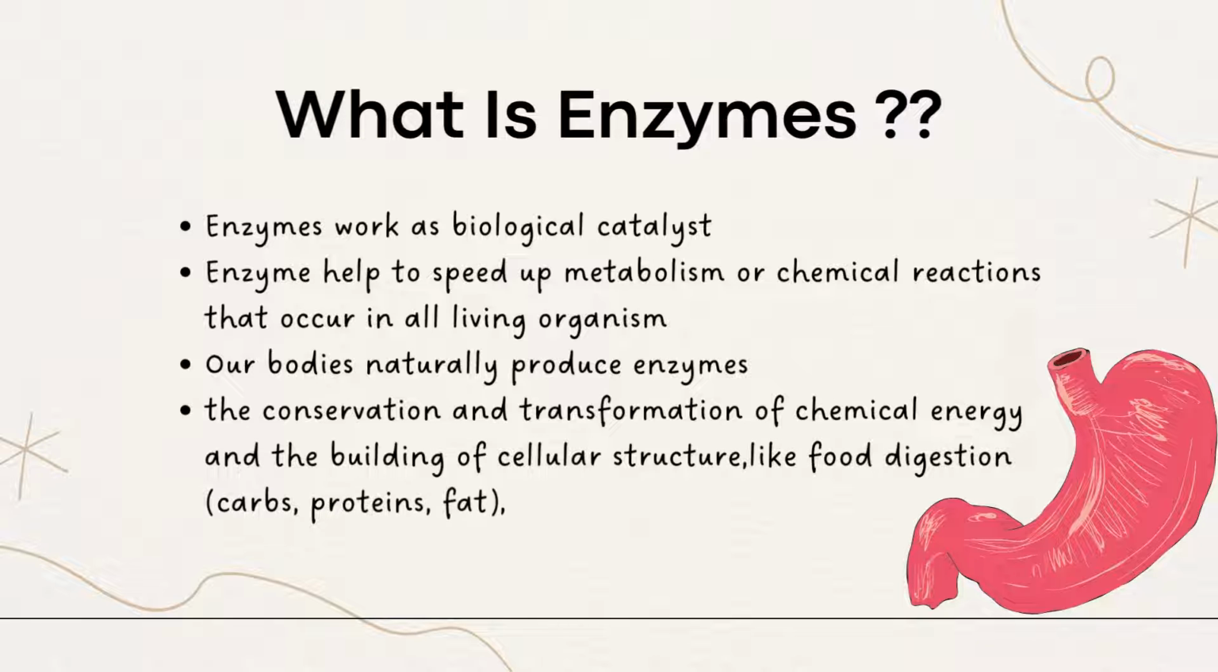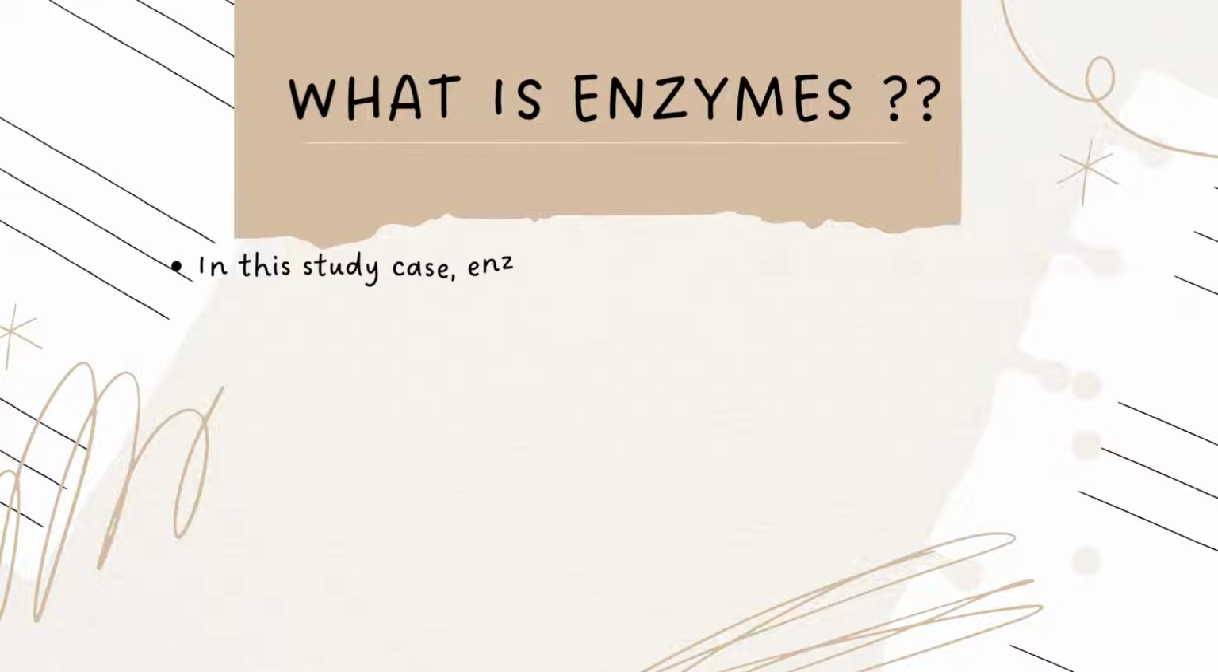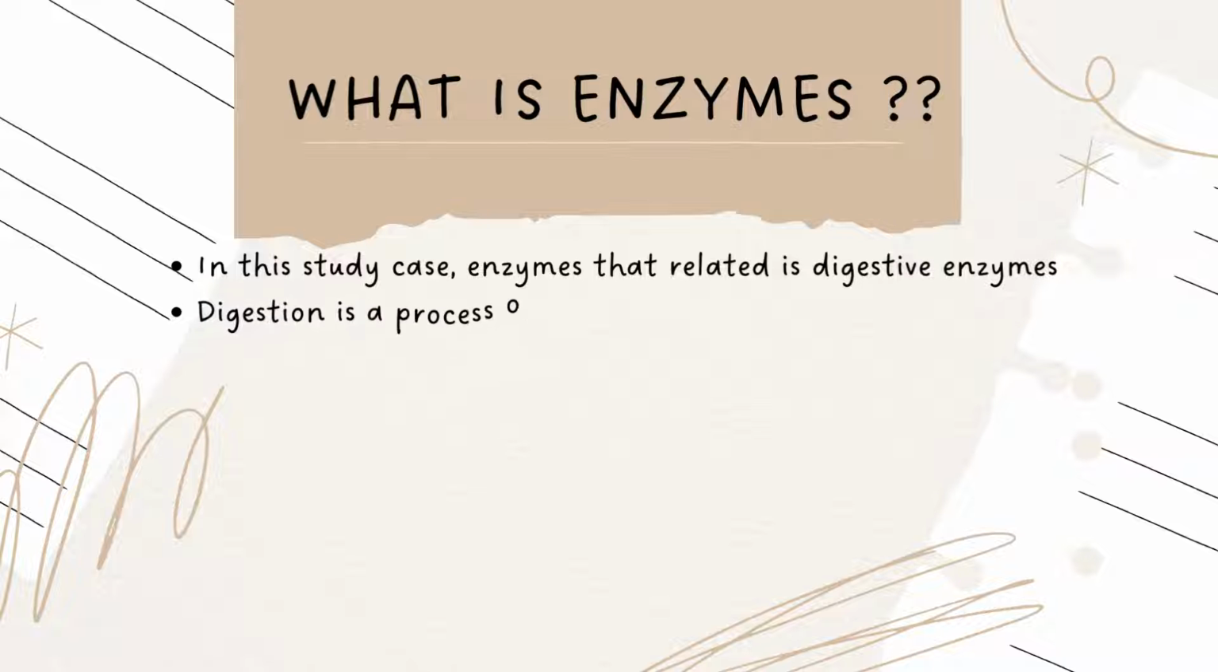Enzymes work as a catalyst in order for the conservation and transformation of chemical energy, helps in the building of cellular structure, and also foremost in human food digestion. As an example, digestion of carbohydrate, proteins, and also fats. Let's go deeper. In this study case, enzymes that related is called digestive enzyme.